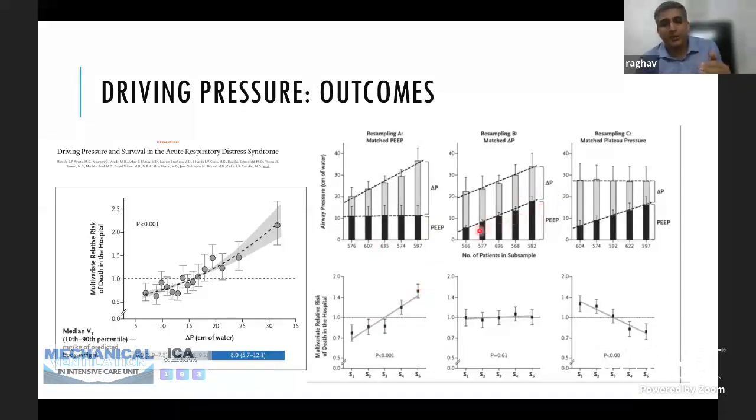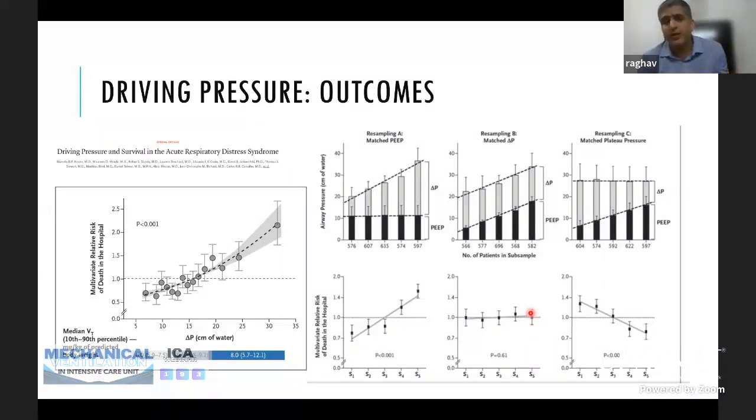In the second figure, they show in a group of these patients that the driving pressure remains constant. However, the plateau pressure is increasing with the increase in PEEP. But as the driving pressure is constant, the mortality remains constant. So this study shows driving pressure is a more important parameter than tidal volume, PEEP and plateau pressure to decrease mortality.